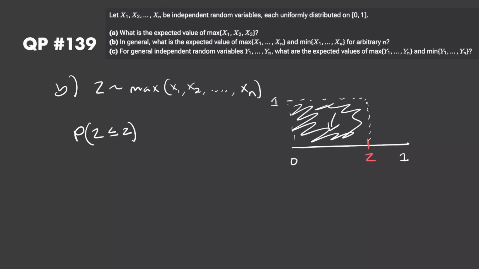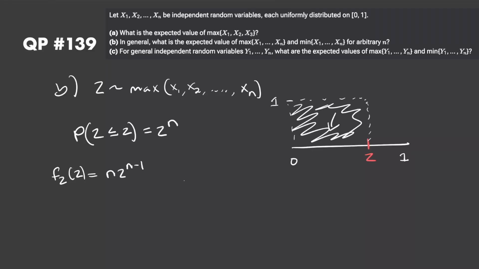It's just going to be z times 1, so z, but we have n of them and they're independent. So the probability that all of them are less than z is just going to be z to the power of n. Now we can differentiate this to get our density, which is just going to be equal to n times z to the power of n minus 1.